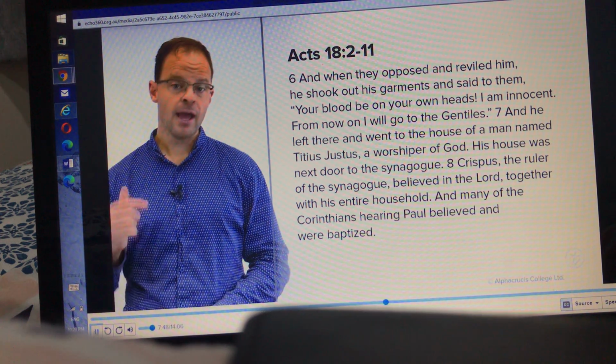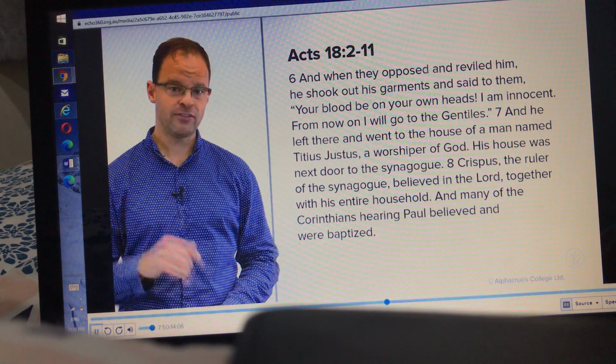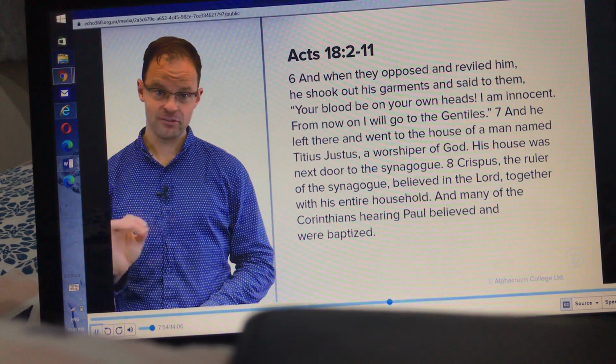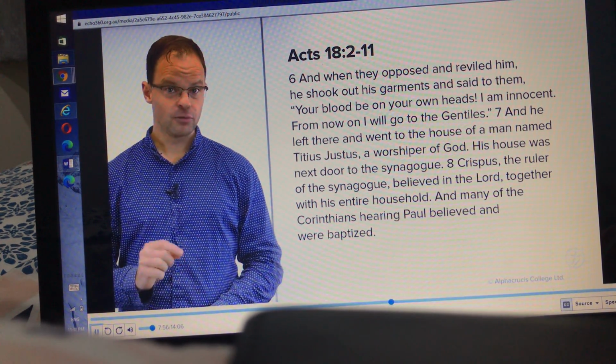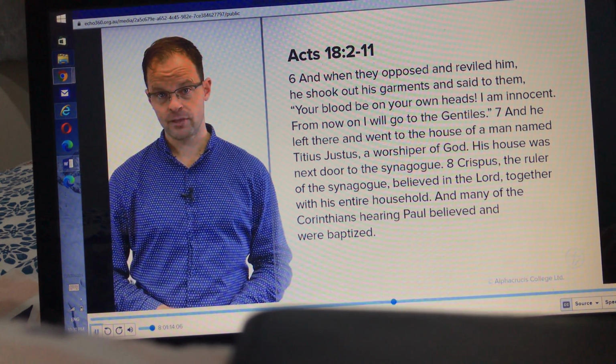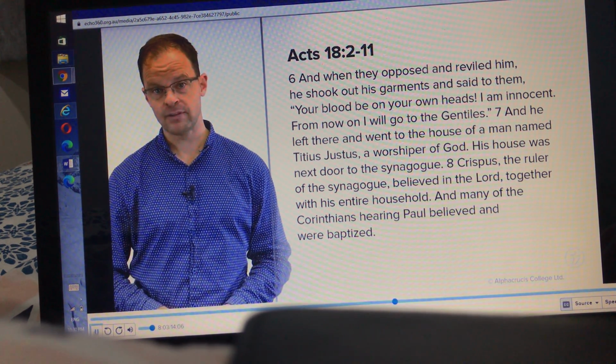"And he left there, and he went to the house of a man named Titius Justus, a worshipper of God. His house was next door to the synagogue." This is beautiful. "Crispus, the ruler of the synagogue, believed in the Lord, together with his entire household. And many of the Corinthians, hearing Paul, believed and were baptized."